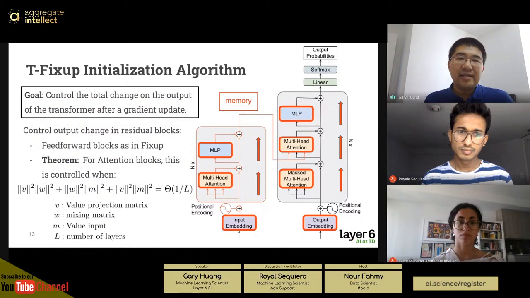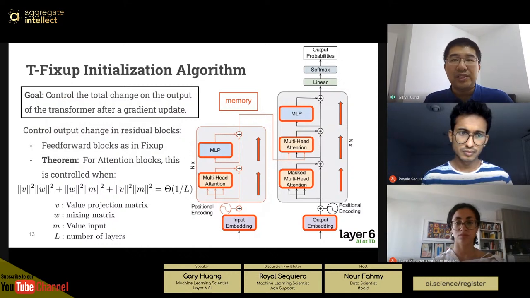The goal of such scaling is to control the total change in the transformer output after gradient update, which leads to constraints on output magnitudes of each residual block. In a transformer with L total layers, this constrains each layer's output to the order of 1 over L. For MLP blocks, the Fixup initialization does the job. In our main theorem, we showed how this can be done for attention blocks in the transformer architecture. Combining the derived magnitude constraints, we arrive at our proposed T-Fixup initialization scheme.